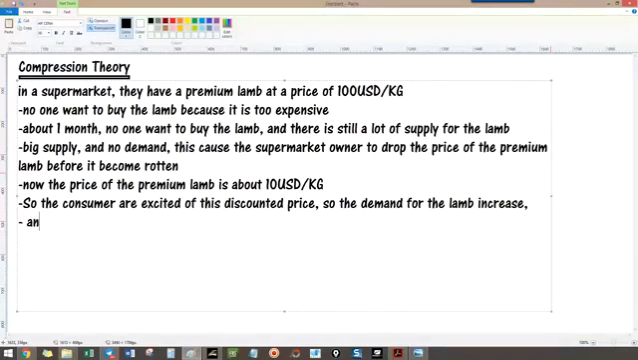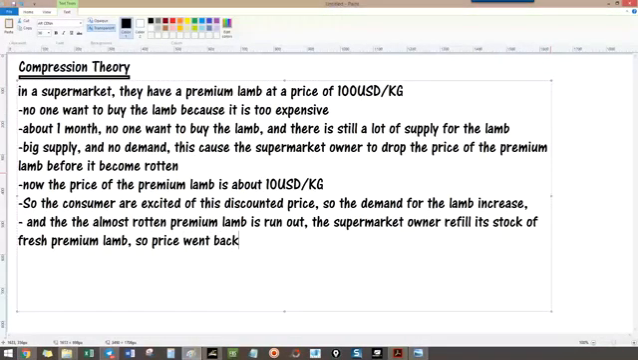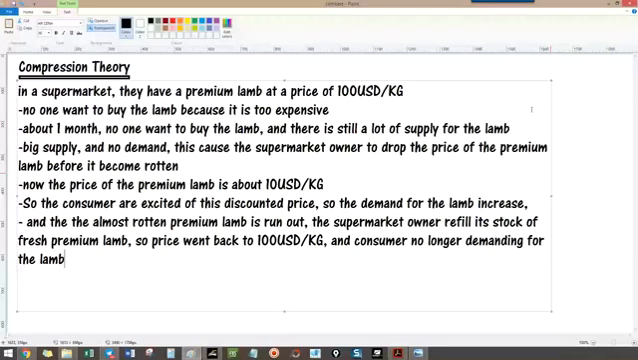Okay, and then the almost rotten premium lamb runs out. The supermarket owner refills its stock of fresh premium lamb. So price went back to 100 USD per kg, and consumers are no longer demanding the lamb. Okay, so this is actually what happened in the market.